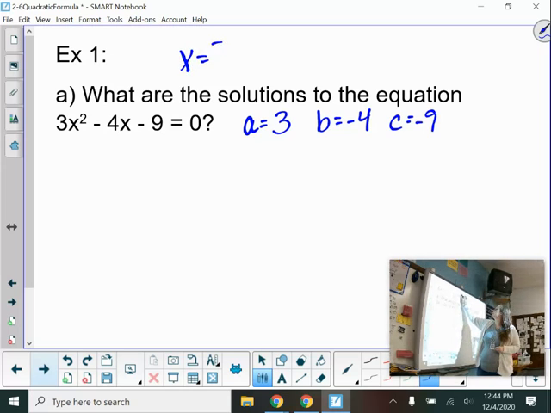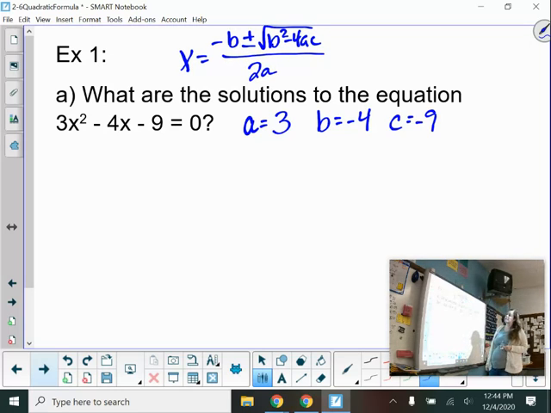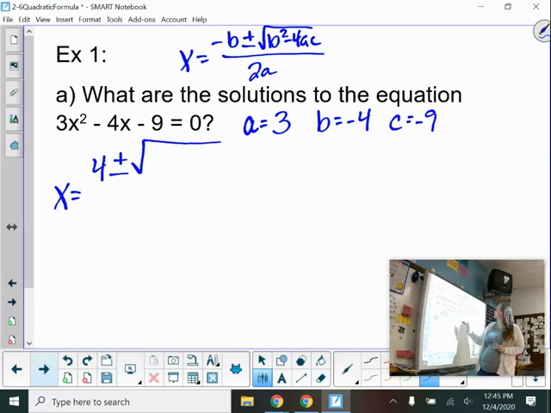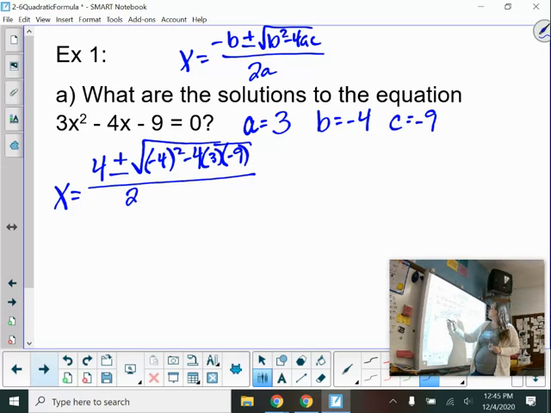So the quadratic formula, if my board will let me write up here at the top. And this is something I suggest you memorize. It'll make your life a lot easier if you can just spout off the quadratic formula instead of having to continually look it up. So x equals negative b. Well, b was already a negative, so that's going to become a positive 4, plus or minus the square root of b squared minus 4 times my a times my c. And then that's all over 2 times the a value of 3.